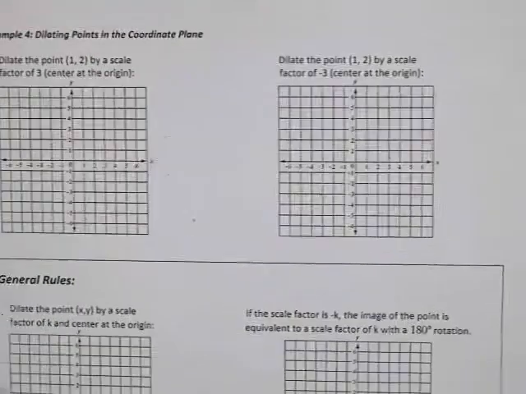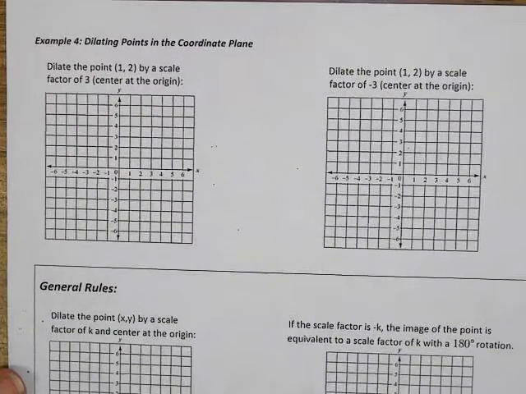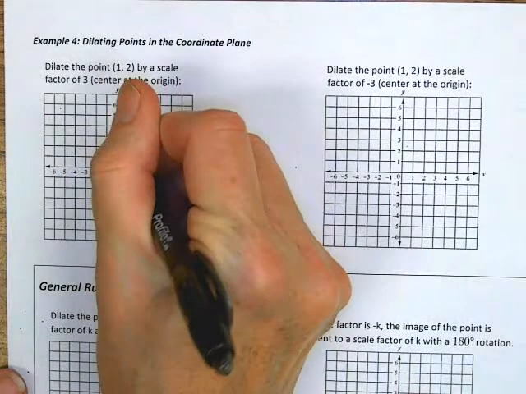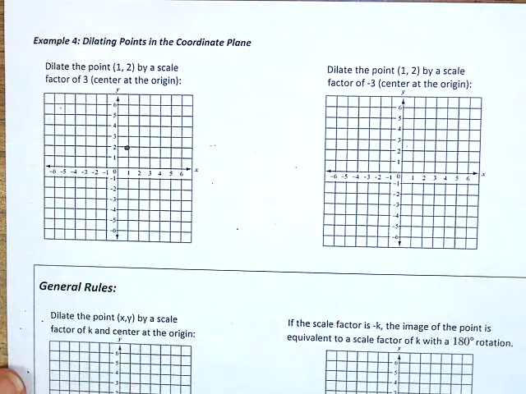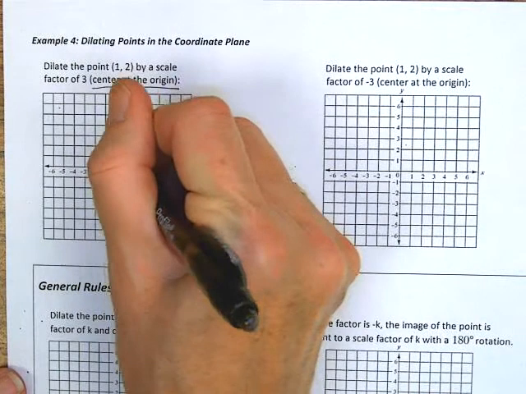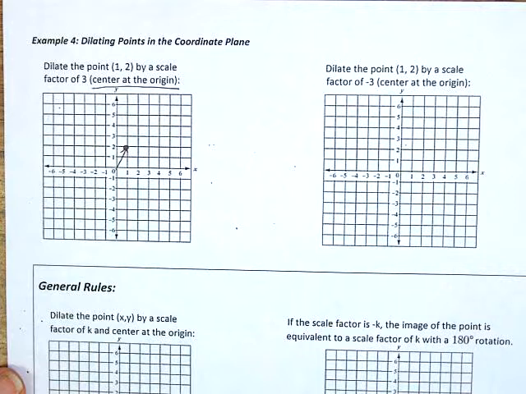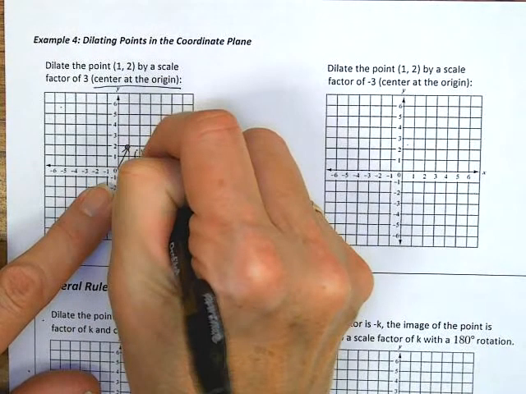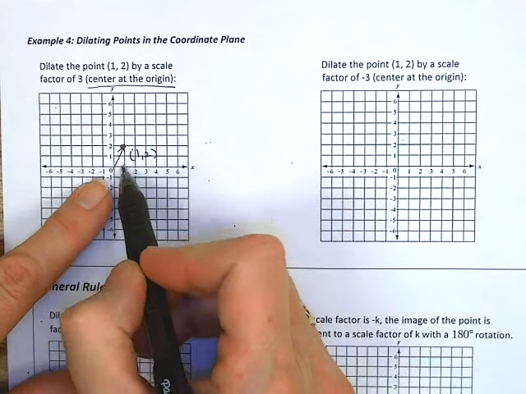The last piece we're going to look at is how we apply it to coordinates. This is pretty easy too. So it says dilate the point 1, 2 by a scale factor of 3, center at the origin. All right. So I want you to look at what we've done to get here. We're at the point here. Let's mark it 1, 2. We went over 1 and up 2.